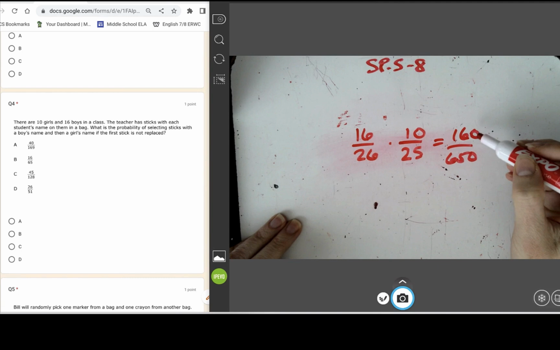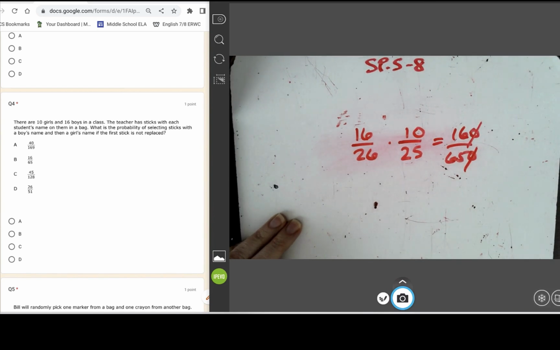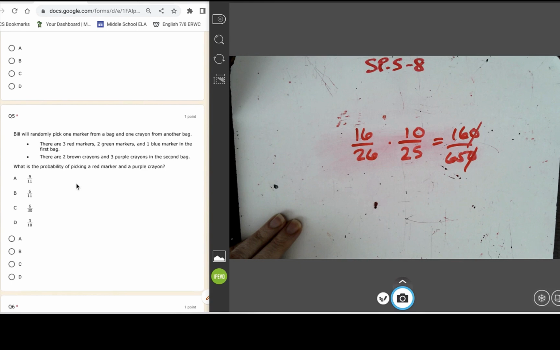Now, if I look at the answer choices, I notice right away that if I divide each of them by 10, 16 over 65 is one of the answer choices. That is correct. It is B.